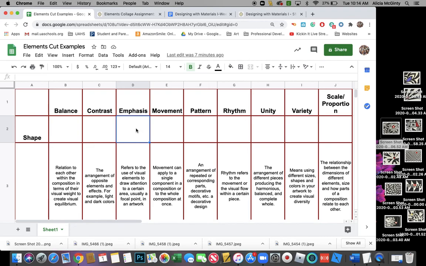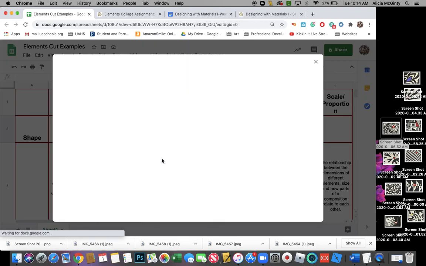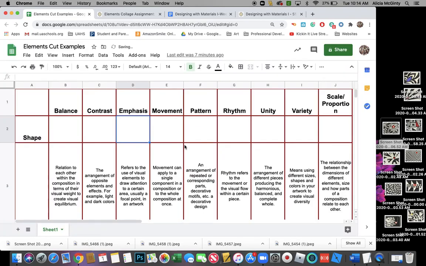So I'm going to take my box here and I'm going to insert image into cell, and then I'm going to find that image and drag it into here. Okay, so now we have one square done. So now we're looking for something that has shape and balance.